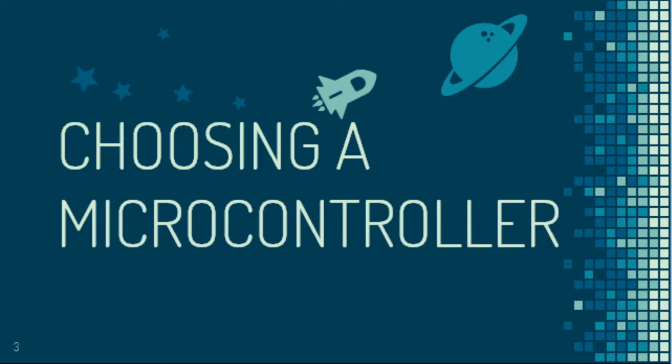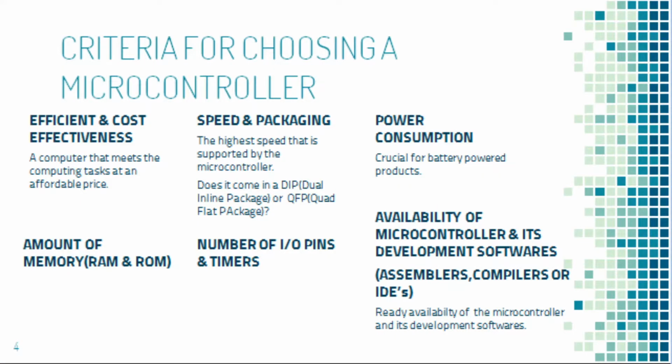How to choose a microcontroller? There are certain criteria for choosing a microcontroller. The first criterion is efficiency and cost effectiveness. A microcontroller should be a computer that meets our computing tasks at an affordable price. The second criterion is the speed and packaging of the microcontroller. We always go for a microcontroller with higher speeds of operation.